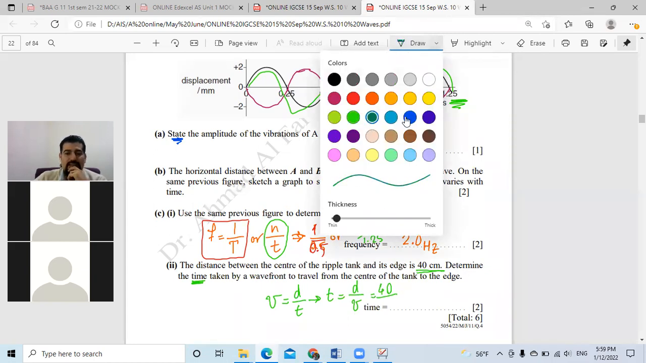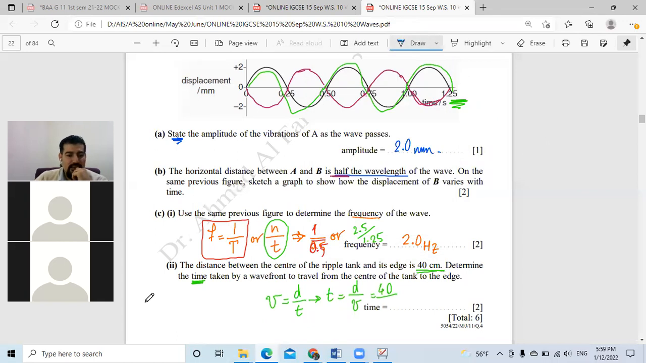Excellent. So speed equals frequency multiplied by wavelength. The frequency is 2 hertz, multiplied by the wavelength, which is 8, and the answer will be how much? 16 centimeters per second. This 16, I'll substitute it here. So 40 divided by 16, exactly, and the answer will be 2.5 meters per second.